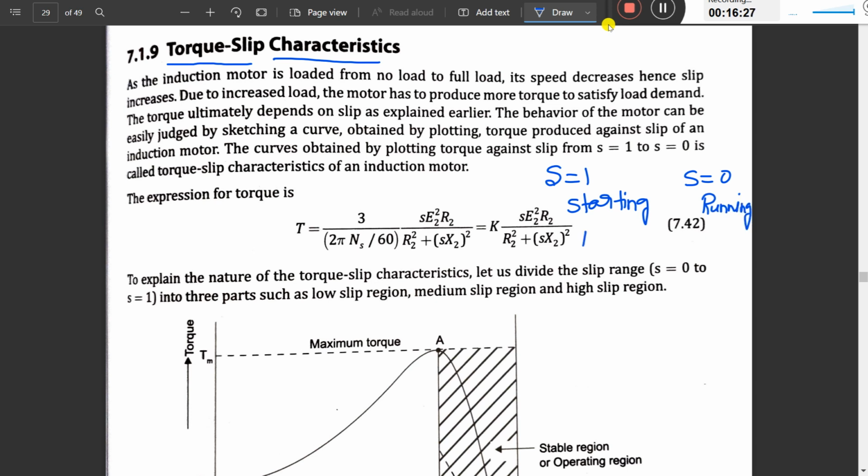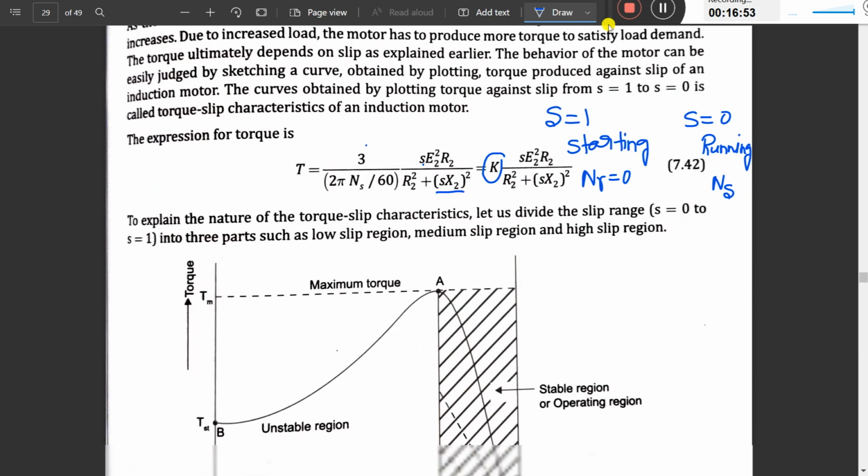Running condition. It means that at the starting, the relative speed is equal to 0, and up to it is equal to synchronous speed. If you observe the torque equation, torque is equal to 3 times 2 pi Ns by 60 into s E2 square R2 by R2 square plus (s X2) whole square. You can simply write that as K into s E2 square R2 by R2 square plus (s X2) square.